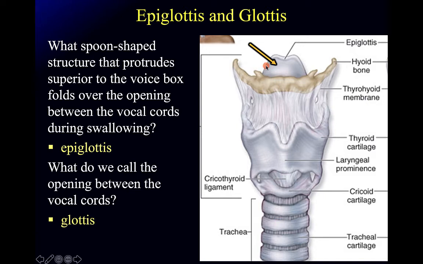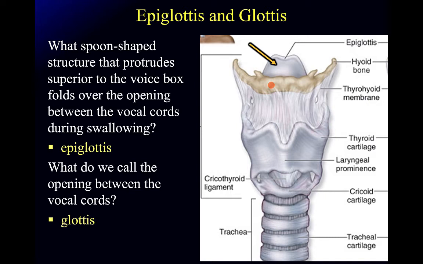So the epiglottis we can see here sticking up. The hyoid bone up here is technically not part of the larynx, but you can see that it's attached via this thyrohyoid membrane to this thyroid cartilage. And because it's also attached to things like our skull via muscles, it's important for the manipulation of the larynx during swallowing.